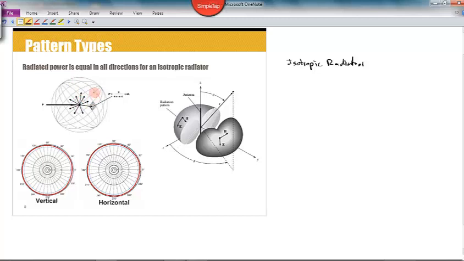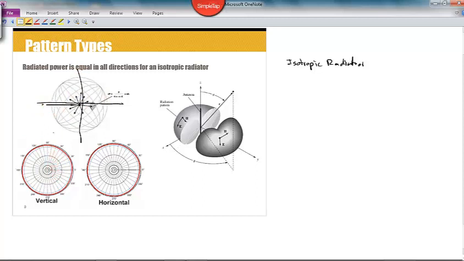For all radiators, we have what are called principal patterns. That's if I cut this along the major axis of radiation. And for a spherical radiator, the principal plane patterns, the vertical pattern and the horizontal pattern, are perfect circles, right? If I cut a sphere along its two major axes, I'm just going to see circles.